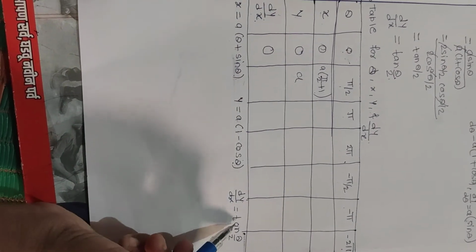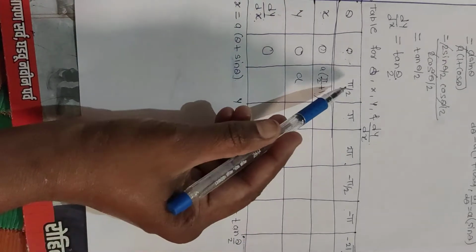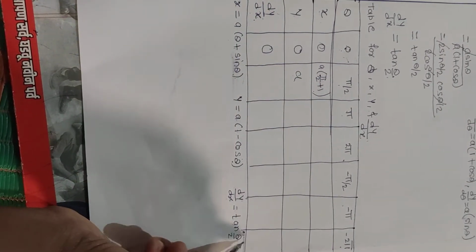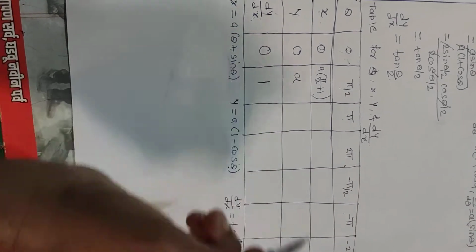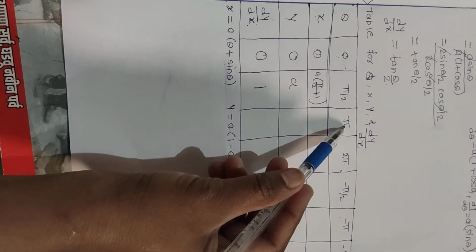After that we have to find dy by dx. So dy by dx equals tan of theta by 2. Theta is pi by 2, so pi by 2 by 2 is pi by 4. And what is the value of tan pi by 4? It is 1. Okay.